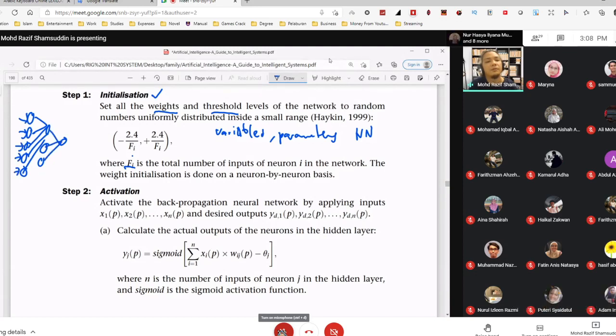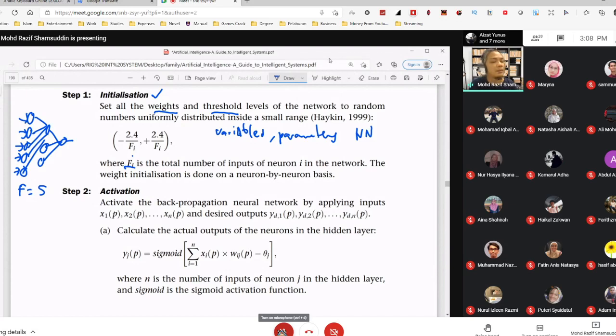1, 2, 3, 4, 5. So the inputs converge to one output, for example. So the five inputs are the f, so f equals 5. So the random number, we divide by 5. Okay, so this is, again, just a suggestion.